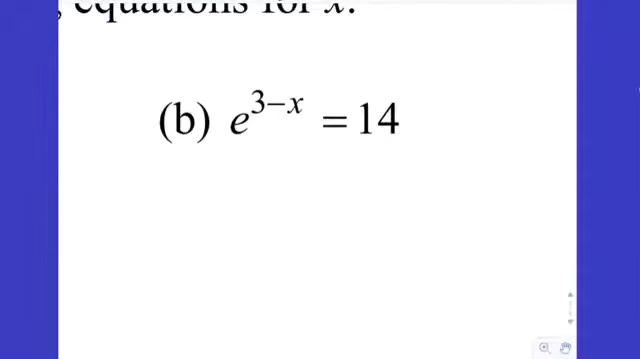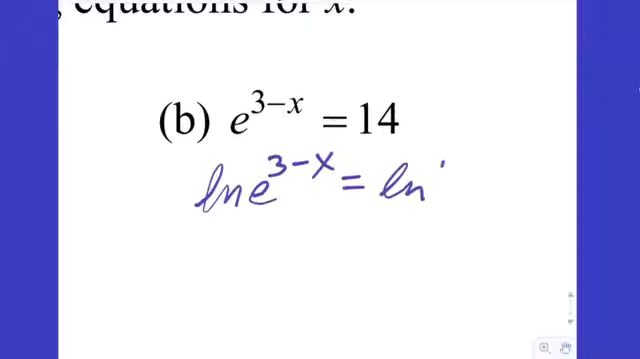Okay. e to the 3 minus x equals 14. Yeah, I got to solve for x. We've already seen something like this. I need to get the x out of the exponent now. We typically use the natural log, and it's base e, so that's the natural choice, of course. So you get the natural log of e to the blob equals the natural log of 14. So we're taking the natural log of both sides.